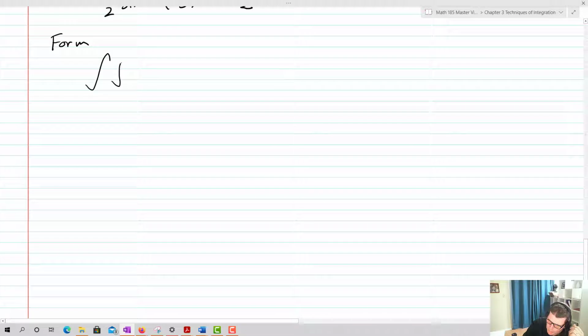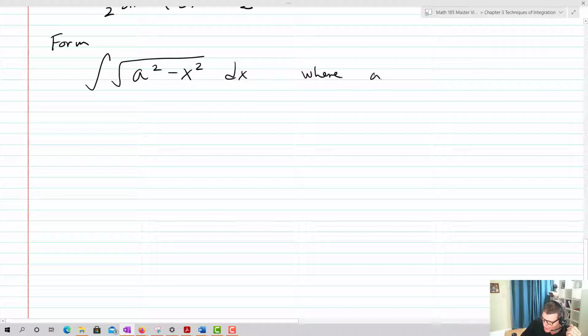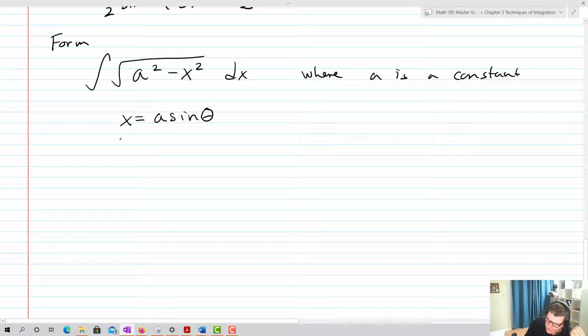So the trigonometric form that we're working with, here's the form that we've got on that last one. That's the integral of the square root of a squared minus x squared dx, where a is a constant. And so what we choose here is we're going to let x equal a sine theta. Okay, and so then dx is going to equal a cosine theta d theta.